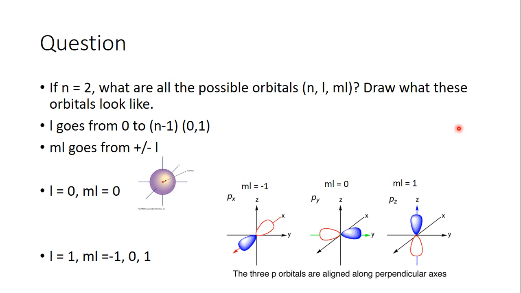Now you might need a little practice to get this straight, but once you get the rules down, it's just a couple of rules you have to memorize. You have to memorize what the L shapes look like, and you should be good to go on orbitals. And remember, orbitals are just an area of space where you're likely to find an electron.